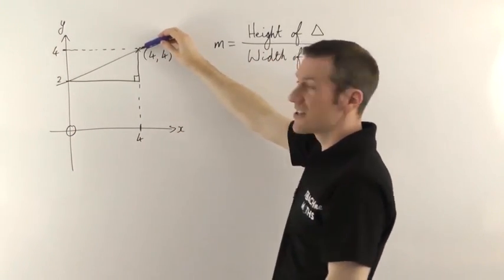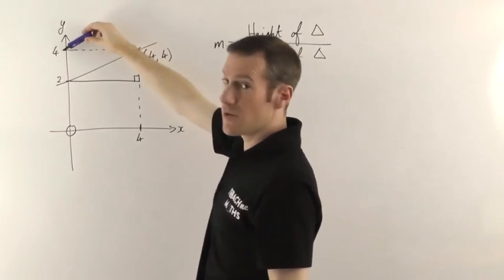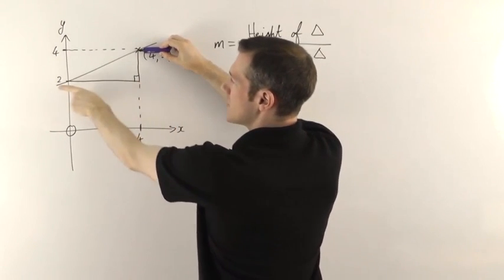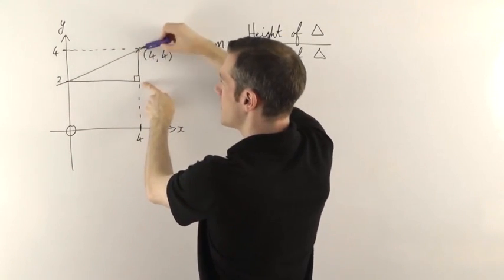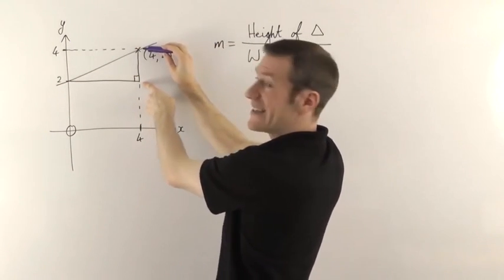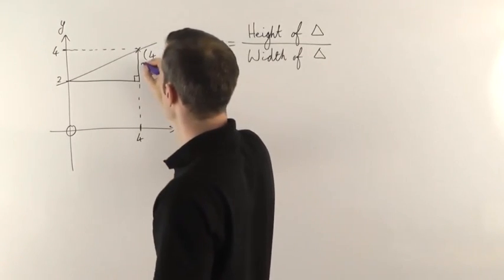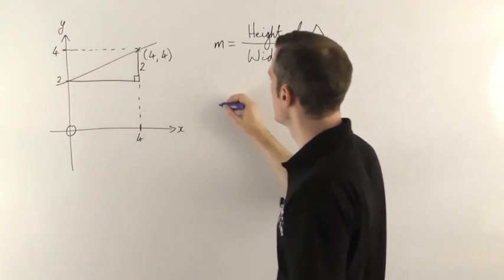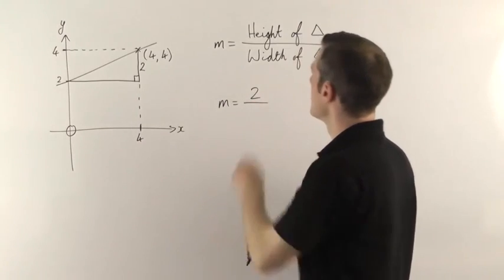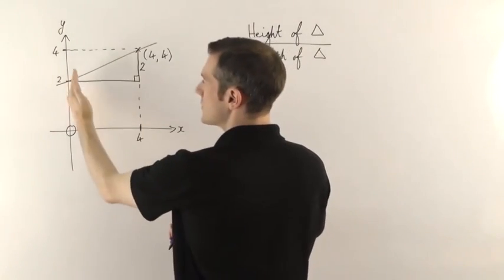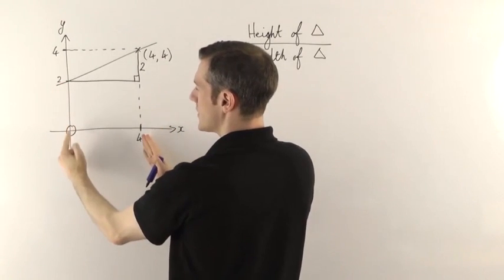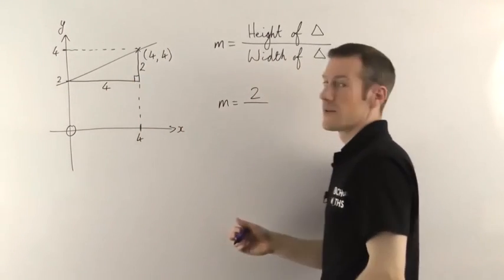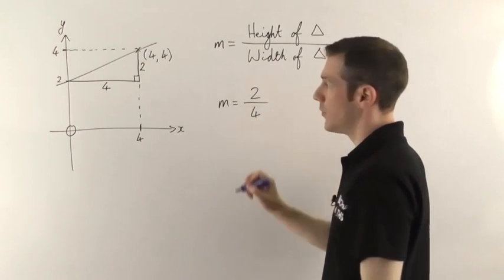Now be careful, the height of the triangle is not where the top is. Yeah, the height is not 4. The height of the triangle is the distance from the bottom to the top. So in this case, the triangle starts at 2, it goes up to 4, so the height of this triangle is 2. What I normally do is write the height next to the side that it belongs to. So the height of our triangle is going to be 2. I'll stick that on the top of a fraction. The width of the triangle then, so that's the distance from the left hand side to the right hand side of the triangle. Well, it starts at 0, it goes across to 4, so the width of this triangle is going to be 4. So our gradient is 2 divided by 4.